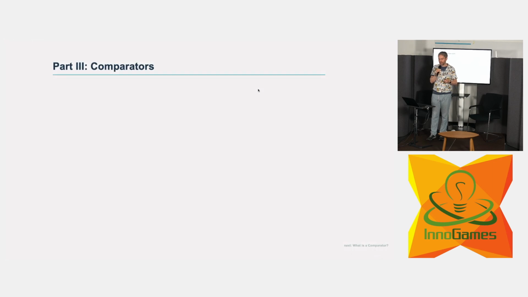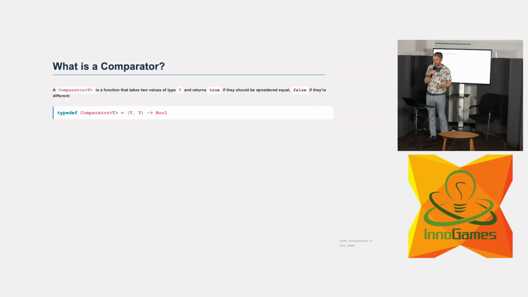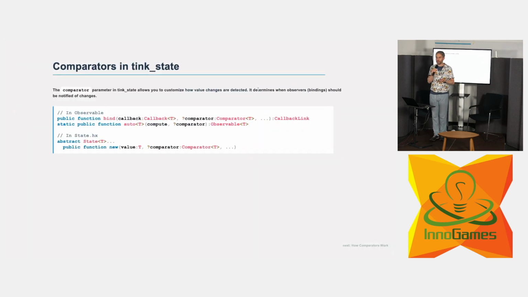But for the sake of giving more information, I will quickly dip into comparators, which is also a feature of think state and a bit more advanced. You probably don't need it 80% of the time, but let's go. What is a comparator? A comparator is a function that takes two values of something and returns true if the values should be considered equal and false if they are different. It's like this. Equal, true; not equal, false. I have to say it to myself: equal, true.